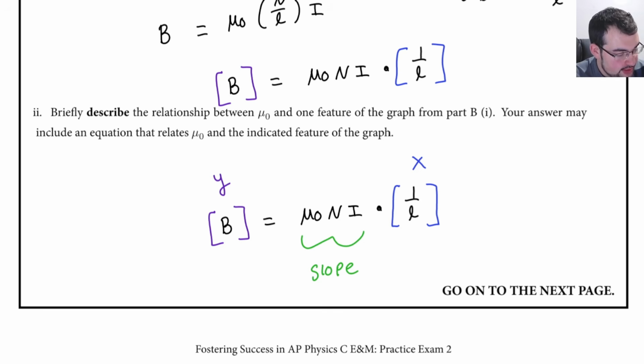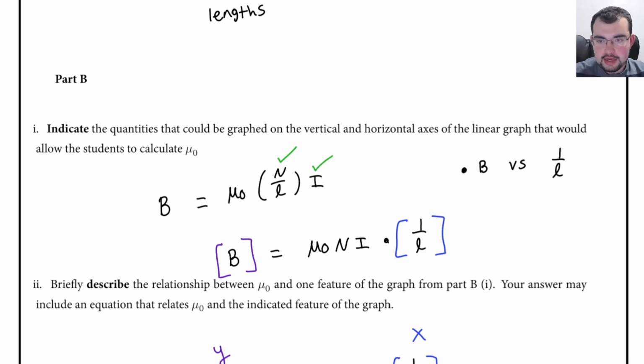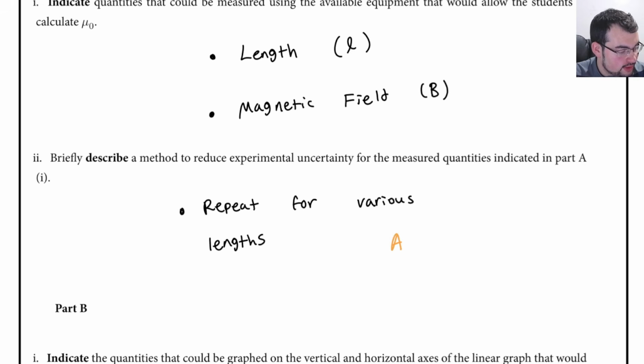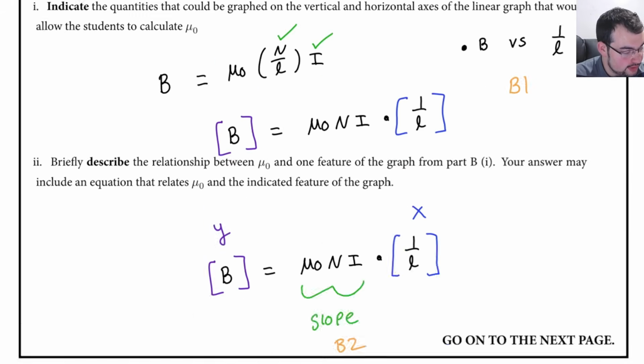So this actually gets me B2, is saying slope equals. You don't actually need to solve. And to get B1, you just need to say a linear relationship. A2 is for uncertainty. A1 is measuring length in B field.